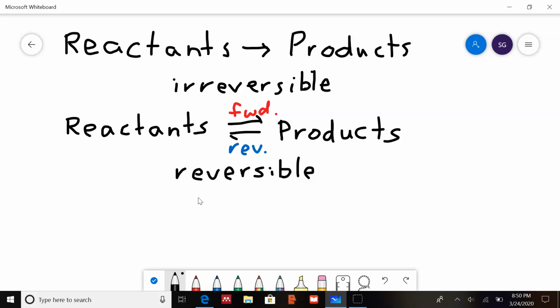Now, I should just mention that the concept of chemical equilibrium, we deal with that with reversible reactions. We don't deal with chemical equilibrium when it comes to irreversible reactions. And I'll get to why in a second, but let's just show something real quick.